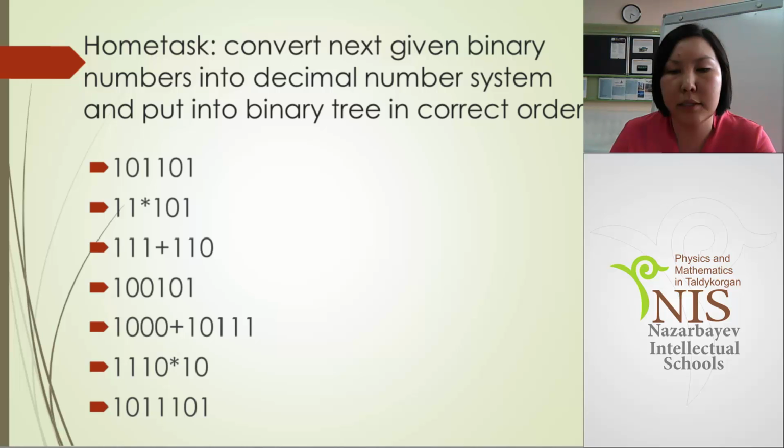Here is your home task. You have to try to convert the next given binary numbers into the decimal number system and put them into a binary tree in correct order. Just to summarize all the lesson, here are given only some binary numbers and also some operations to multiply and add numbers in binary, and you have to, after these operations, convert the result into decimal and put it into the ordered binary tree.